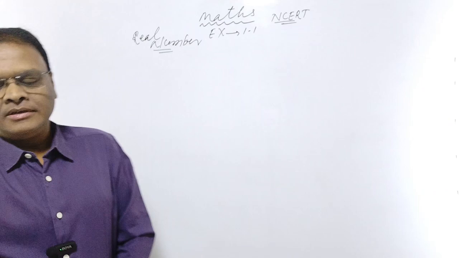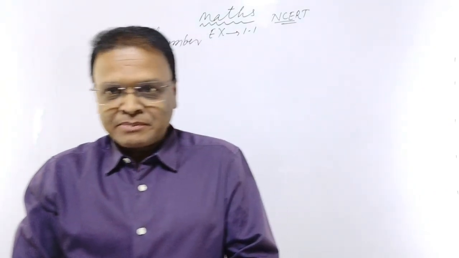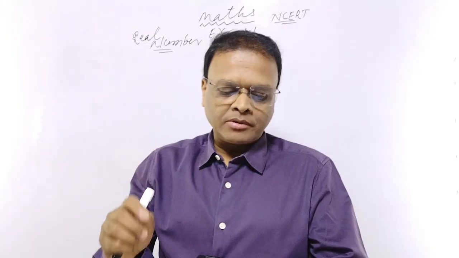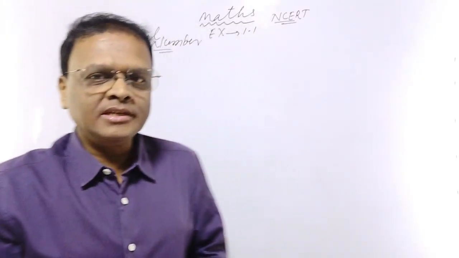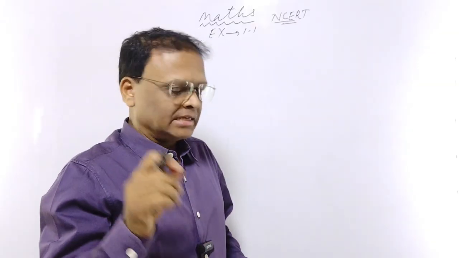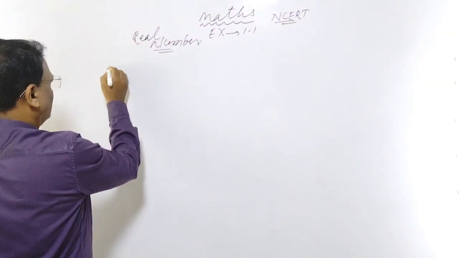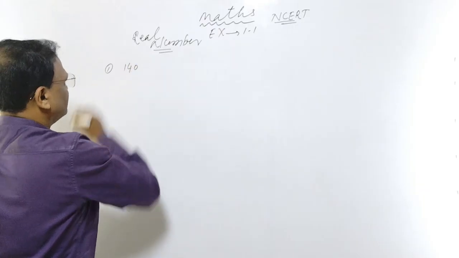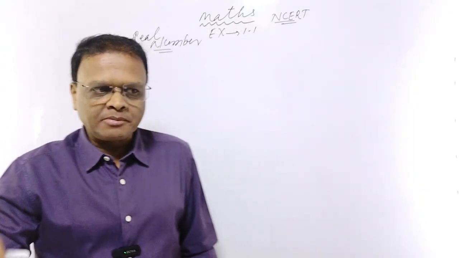Okay, now the first question is: express each number as a product of its prime factors. Let me write those numbers. What is it telling? Express each number as a product of its prime factors. The first one is 140.